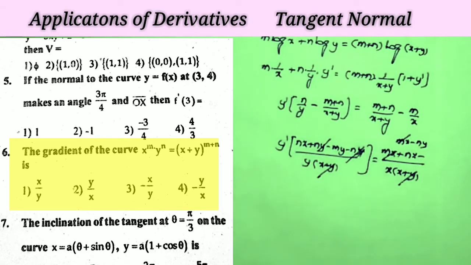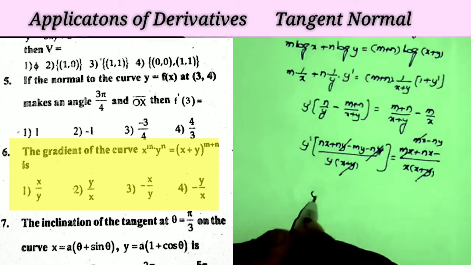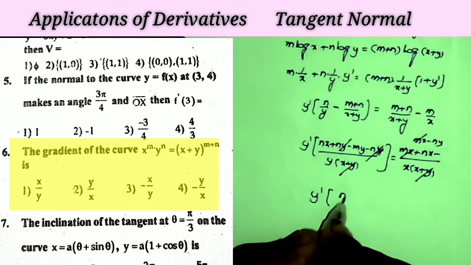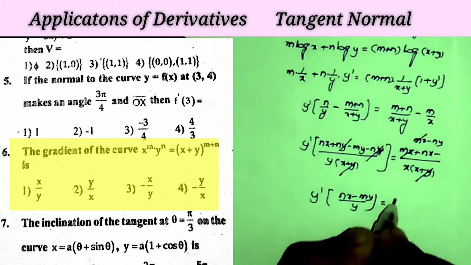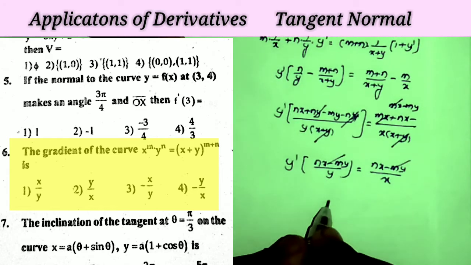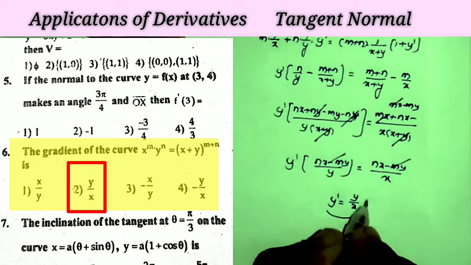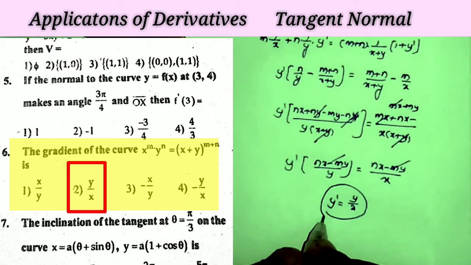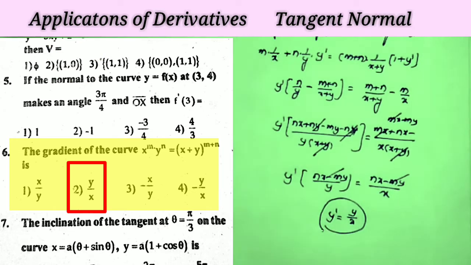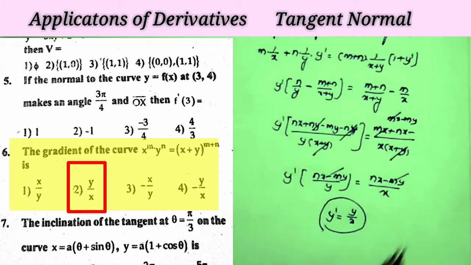What is the remaining value? So this is equal to y dash into (nx minus my) by y is equal to (nx minus my) by x, that is the value of y dash is equal to y by x, that is the gradient is equal to y by x, and that is the second option. Okay, just simply applying the logarithm and doing the derivative to get the required answer. That's all. Very easy question.